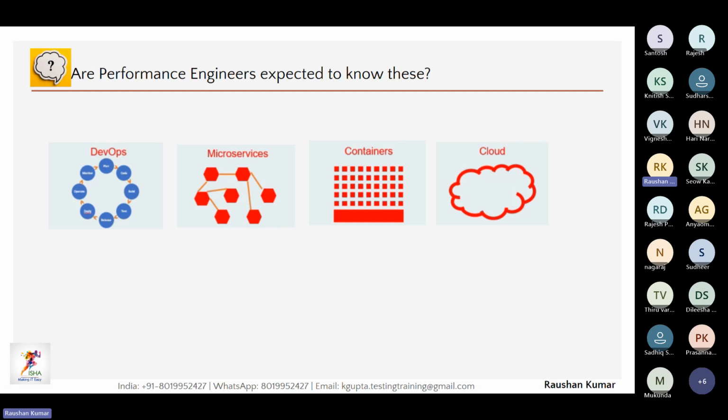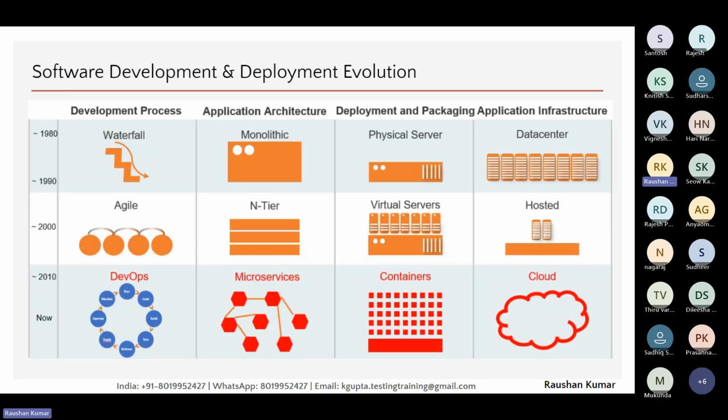Why? Okay, let's understand this question. Why have I put these four things? Why not other things? Why these four things: DevOps, microservices, containers, and cloud? Why have I put these things specifically? You will get the answer in the next slide, friends. Here is why these things are important.